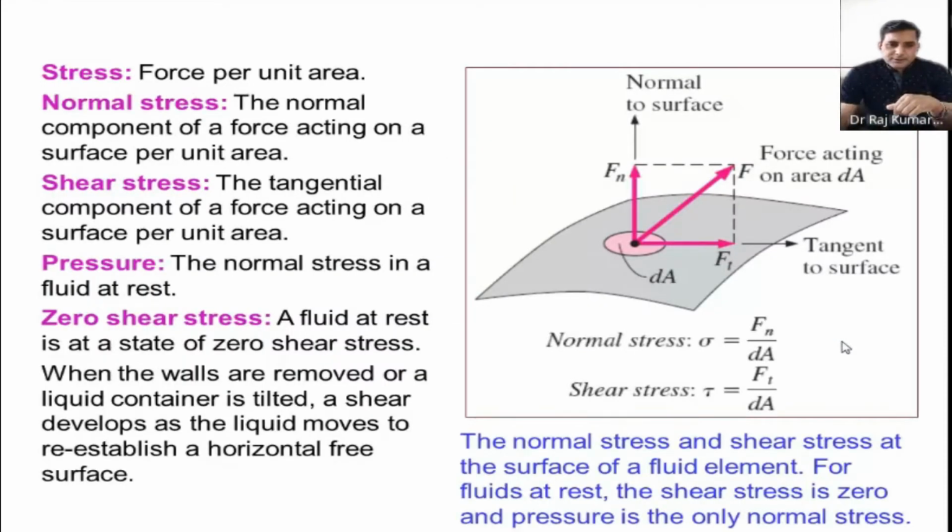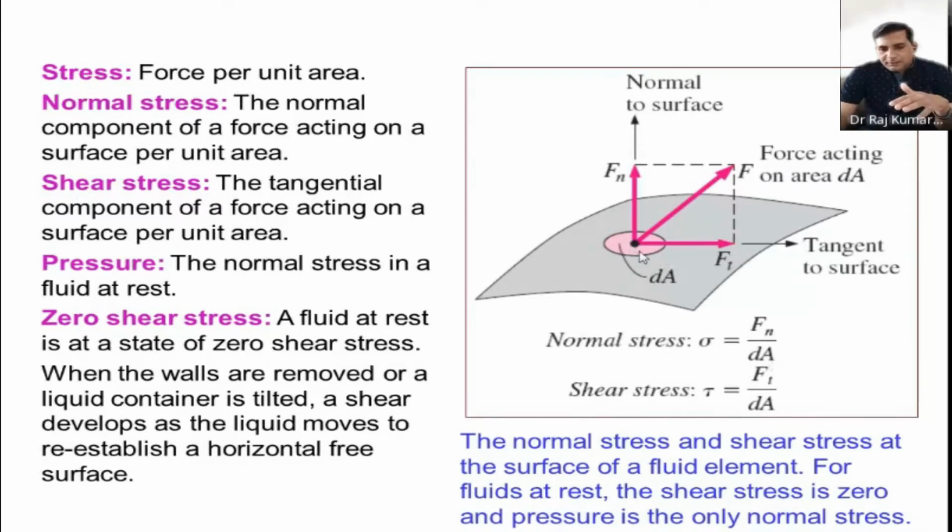Now you see some terms here: the stress, then normal stress and shear stress. Stress is generally force upon area, that's what we calculate. So here, this is the normal. If you have the normal force acting on this particular surface, this force divided by the area will give you the normal stress. This is denoted by pressure or sigma, Fn upon dA.